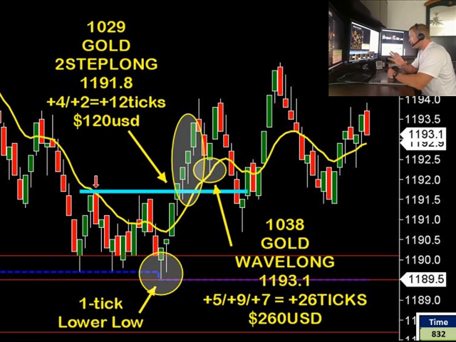And then, guys, if we ever get bounced out early, if you ever think to yourselves, boy, I wish I was still in this trade right now, which I did here for sure, I want to make sure I grab my wave pattern long. Okay, so we took the two-step long. The two-step long was right there. We took 12 ticks out of that.